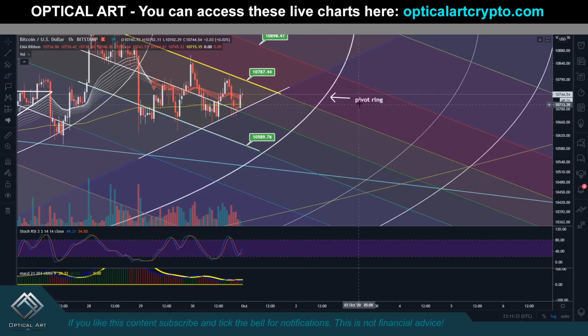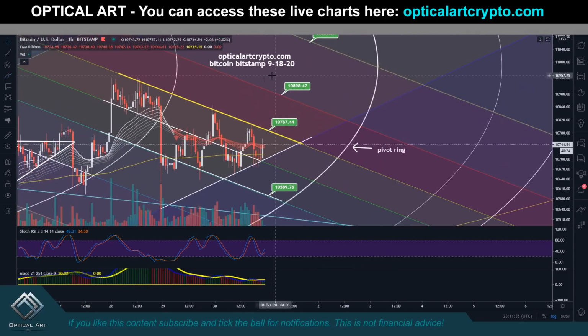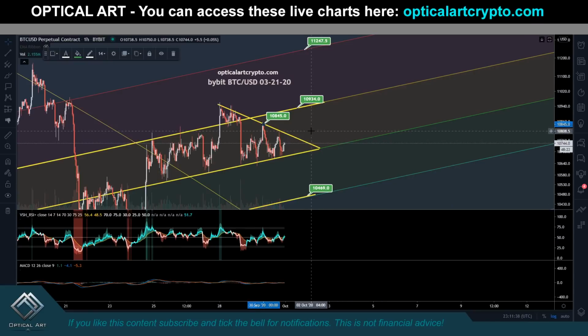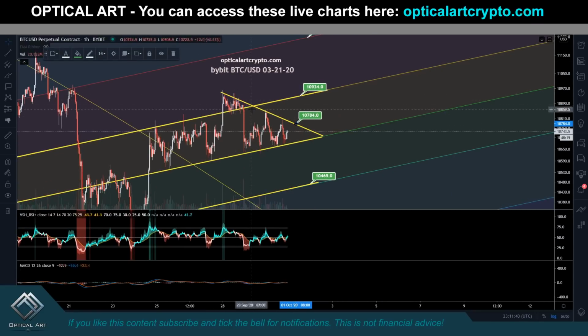So pay attention to this ring. If you do have access to this chart, this is the Bitstamp 91820. This chart here is showing the pattern we're in. This is our support, this is our resistance. So again, your resistance is around 10,786. Your current very strong support is 10,679.